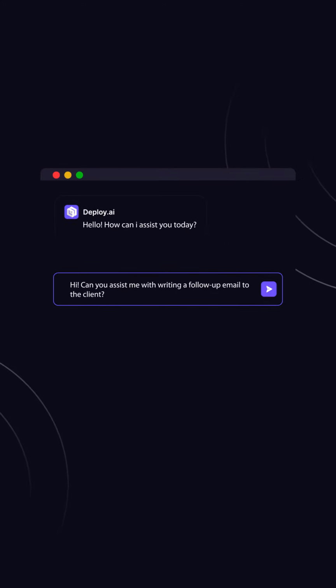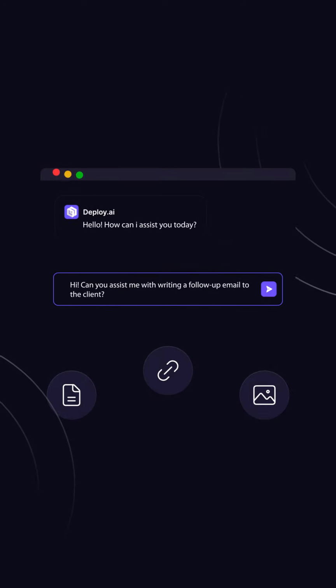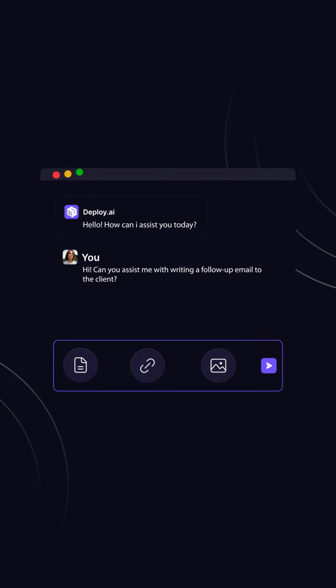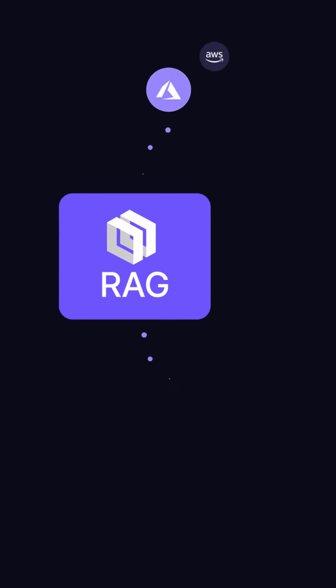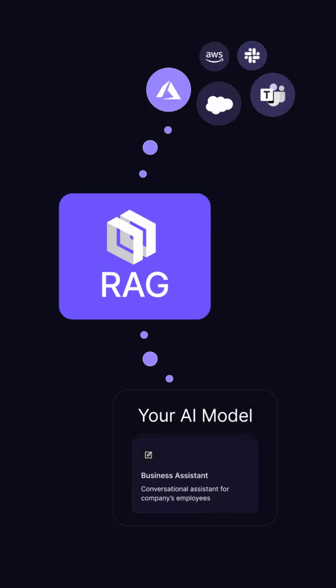Our platform uses advanced Retrieval-Augmented Generation to provide AI with direct access to your data, whether it's PDFs, images, or URLs. For businesses, RAG is crucial as it enables your AI model to understand and interact with your data precisely, enhancing the accuracy and adaptability of your systems.